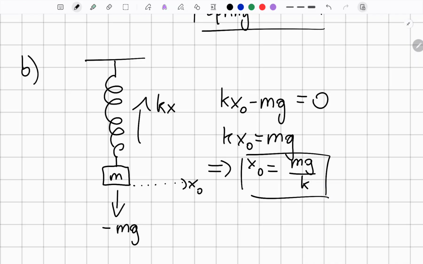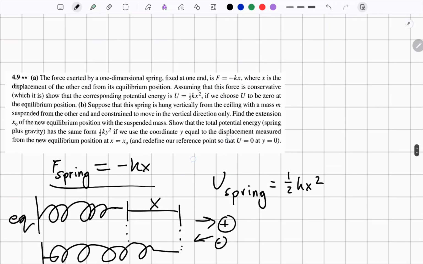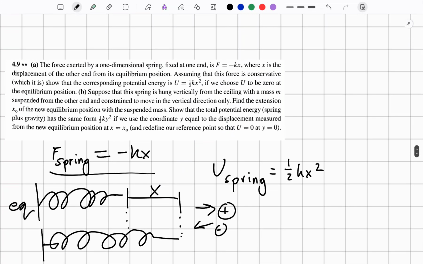So that's the first part of part B. It's the first thing they're asking us. Suppose that it's hung vertically. Find the extension x naught of the new equilibrium position with the suspended mass. Okay, now we're going to have to show that the total potential energy is going to have that same form.